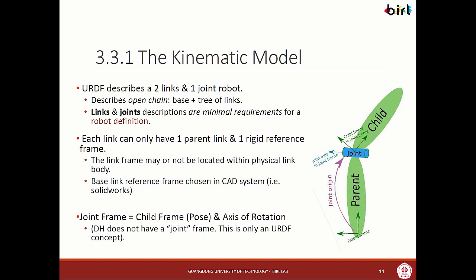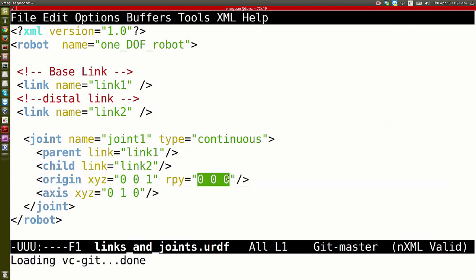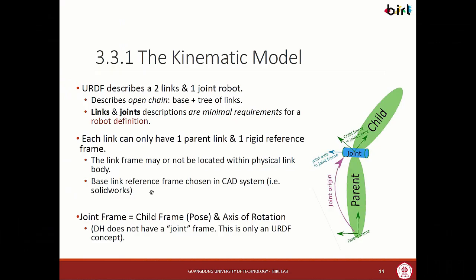Then we look at the rotation. Do I need to rotate by the x, or by the y, or by the z? In this example, we have no rotation. So we have roll, pitch, yaw, x, y, z, 0, 0, 0. So we just translate the frame up by 1 meter. And then we say, but we want the axis of rotation, x, y, z, to point in the y direction, 0, 1, 0.